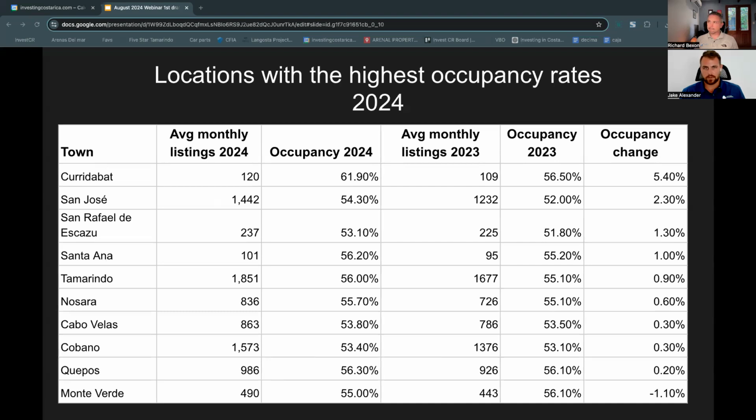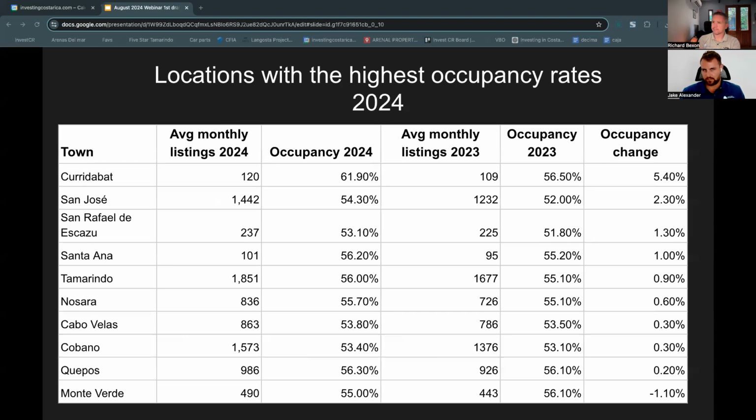All right. And here, locations with the highest occupancy rates. The interesting thing I see about this is, you look at the top 1, 2, 3, 4 areas, and it's all San Jose. Now, how many nights are people staying there? My guess would be 1 or 2. It's not like people are going to stay in San Jose for a week. But it's been interesting to see that change, especially with the amount of listings.